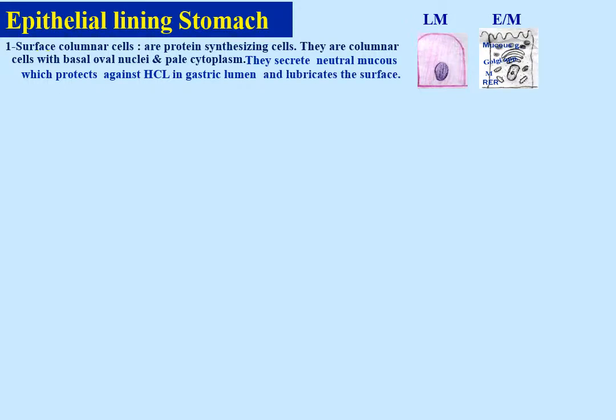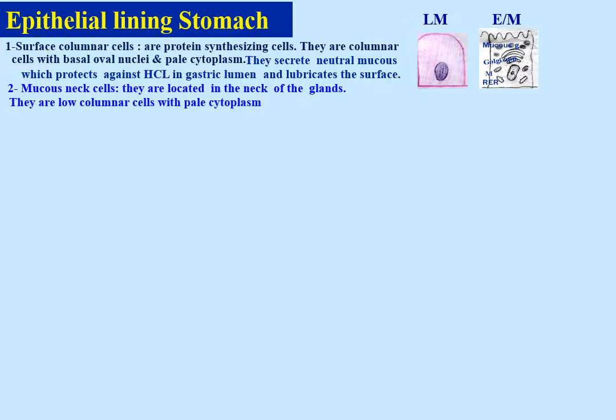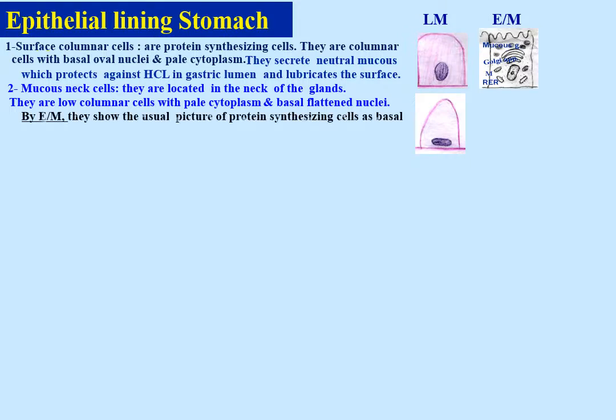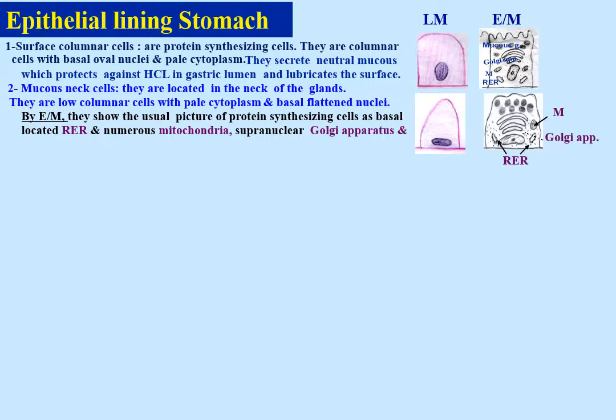Mucous neck cells. They are located in the neck of the glands. They are low columnar cells with pale cytoplasm and basal flattened nuclei. By electron microscope, they show the usual picture of protein secreting cells, that is, basally located rough endoplasmic reticulum, numerous mitochondria, supranuclear Golgi apparatus, and many apical mucus secretory granules. They secrete an acidic mucin.